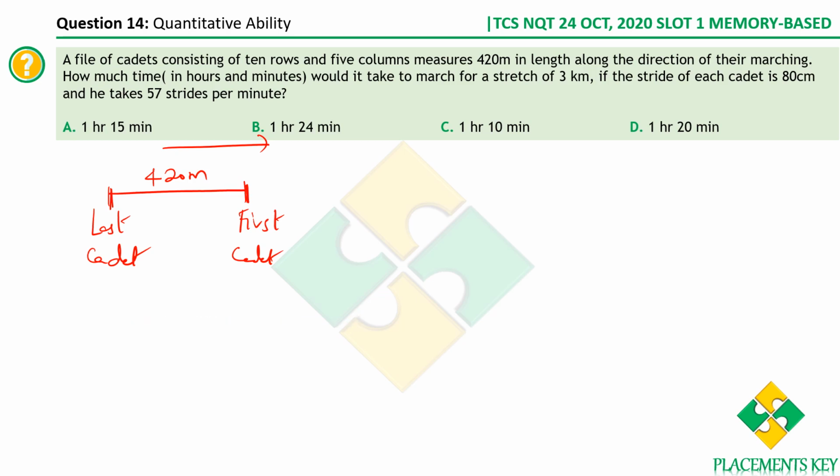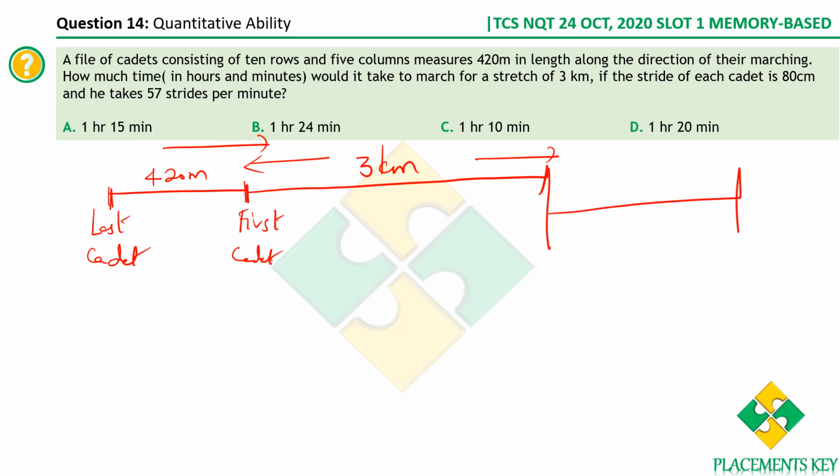Now, how much time would it take to march for a stretch of 3 kilometers? Now, there is a stretch of 3 kilometers. How much time will they take to march? Think about it. When can we say that they finished the entire stretch? When the last cadet crosses this, isn't it? Try to visualize it. This is the entire 420 meters, the file of cadets. If these guys come here together, then we say that they've crossed this stretch of 3 kilometers, isn't it?